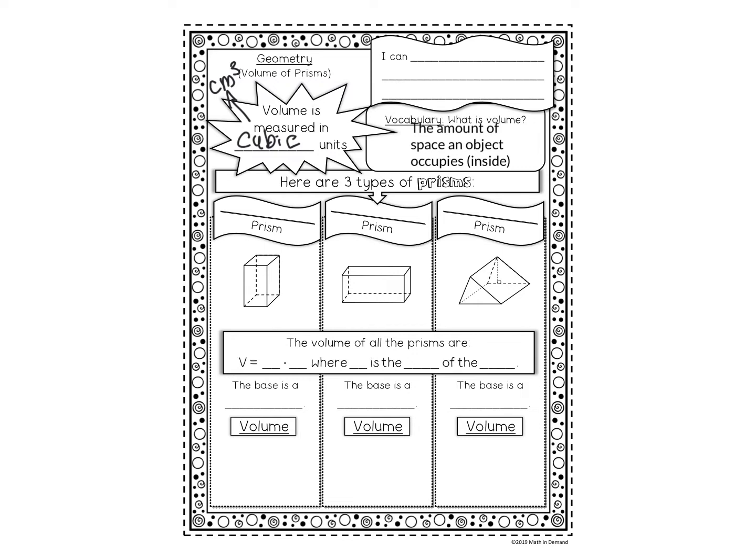So we're going to look at just 3 basic types of prisms. So yesterday you worked mainly with rectangular prisms, and that's the example that we see here in the middle. Over on the left, we have a square prism. And then on the right, we have a triangular one. And a prism is always going to be named for its base.